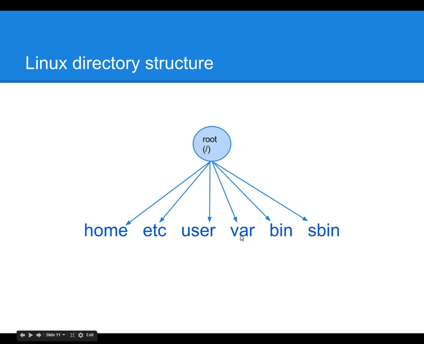You have the var directory, where you'll find most of your log files. The bin directory, you'll find most of your binary files. And the sbin, you'll find a lot of binary files for these applications, with more static information, where bin would probably be more dynamic information.